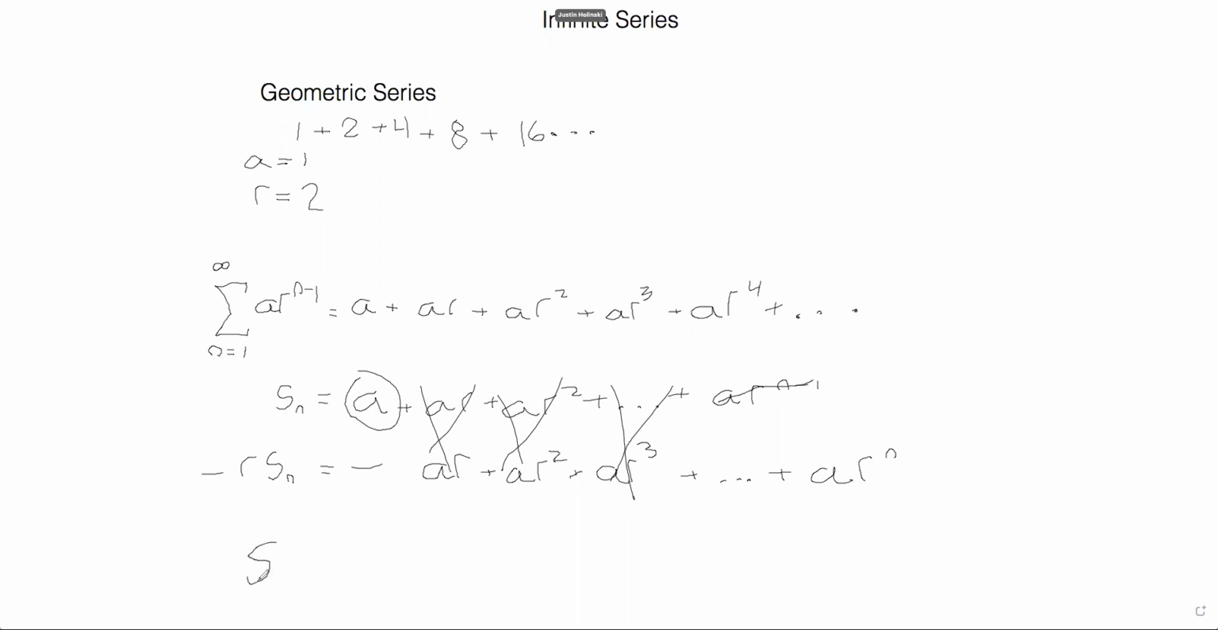So if we were to express this explicitly, we would have S of n minus R times S of n equals the only terms left over, which would be A, and then we distribute the minus sign, so this would be minus A times R to the n power.